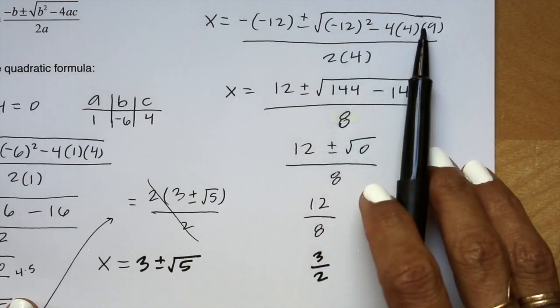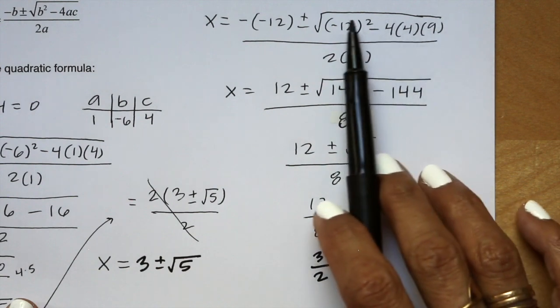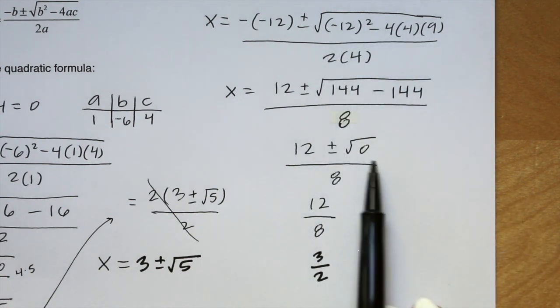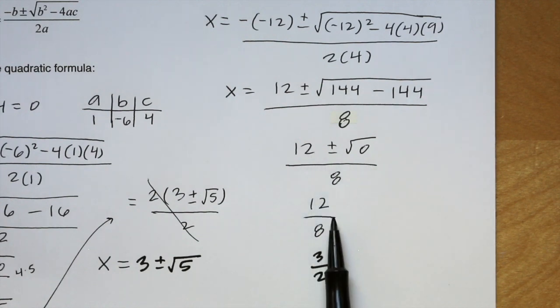So again, what's underneath the square root is called the discriminant. If it ever cancels out and you get 0, that's the plus or minus part of the problem, and it leaves you with just one answer.